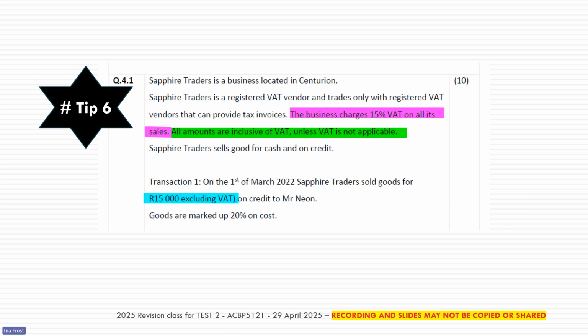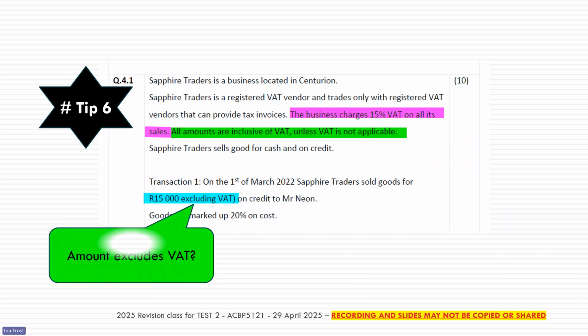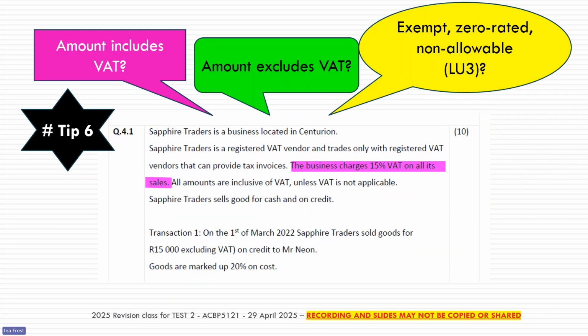But then within an individual transaction, we can also put another bit of information. So here you can see that for this transaction on the 1st of March, we specifically tell you that this 15,000 is excluding VAT. So you can see we give you a lot of information in a question, and you must make sure that you also do what I've done now, that you break it up into all the little bits so that you don't end up thinking an amount includes VAT when it doesn't, or that it excludes VAT.